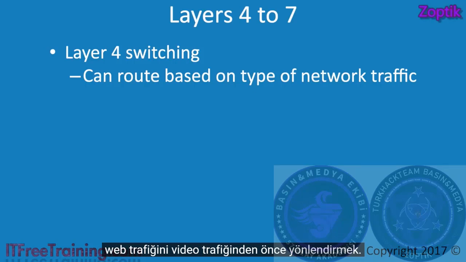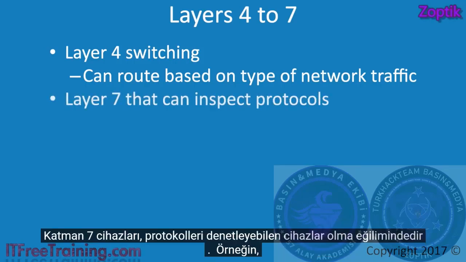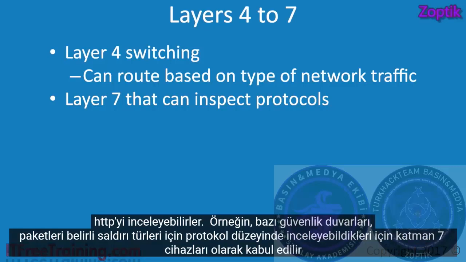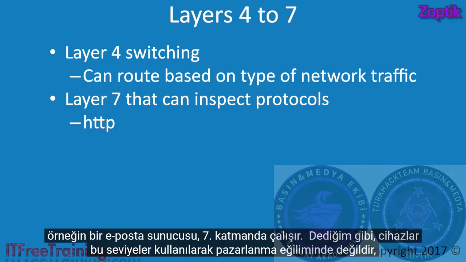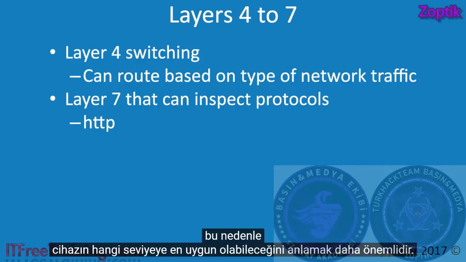Layer 7 devices tend to be devices that can inspect protocols. For example, they can inspect HTTP. For example, some firewalls are considered Layer 7 devices since they can inspect packets at the protocol level for certain types of attacks. Most applications work at Layer 7, for example, an email server. As I said, devices don't tend to be marketed using these levels, so it is more about having an understanding of which level the device may fit best.